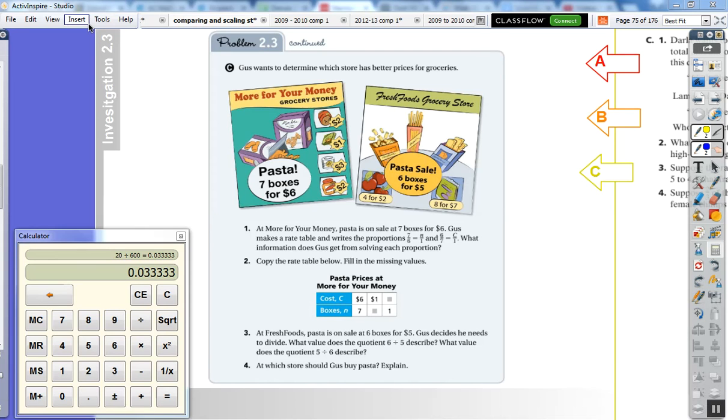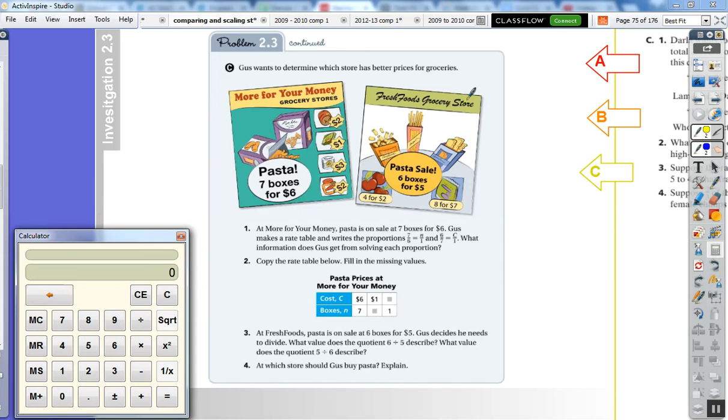All right, finally, our last summary of Investigation 2.3, Part C. Gus, also known as Miss Frank's son, wants to determine which store has a better price for groceries. And we have pasta, 7 boxes for $6 at More for Your Money. Who's going to name their grocery store that? That's ridiculous. Or we can get pasta here, 6 boxes for $5 at Fresh Food Grocery.